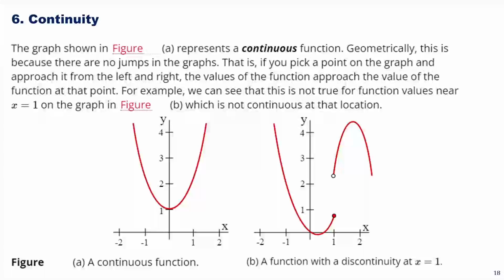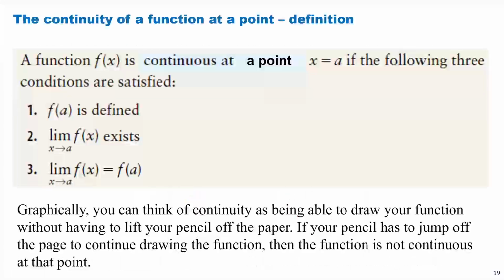So how do we define continuity of a function at a certain point? This is the definition of continuity of a function at a certain point. A function f(x) is continuous at a point x equals a if the following three conditions are all satisfied. First, f(a) is defined. Second, the limit of f(x) when x approaches a exists. And third, the limit of f(x) as x approaches a should equal the image of that function at x equals a.